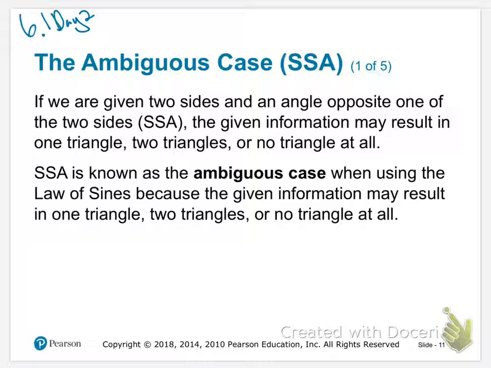So if we are given two sides and the angle opposite of the two sides, the given information may result in one triangle, two triangles, or no triangles. Side angle is known as the ambiguous case. When we're using the law of sines, the given information may result in one triangle, two triangles, or no triangles at all. So we're going to go through each of those.